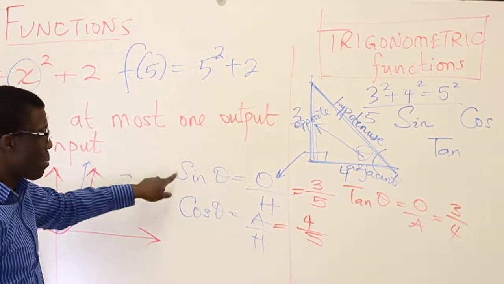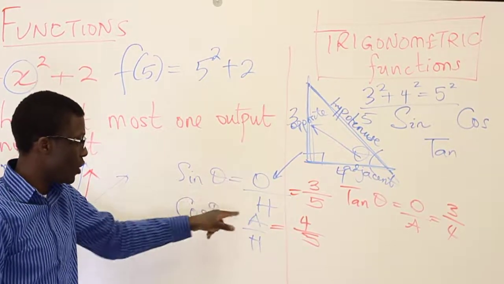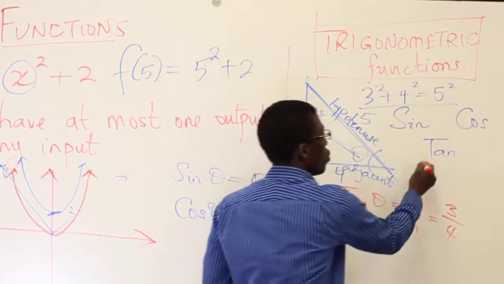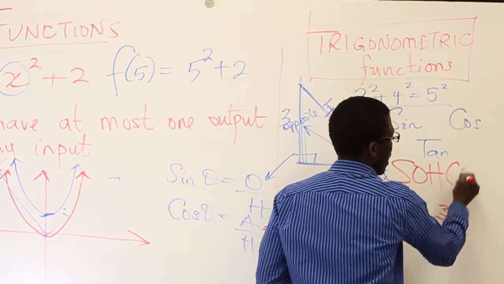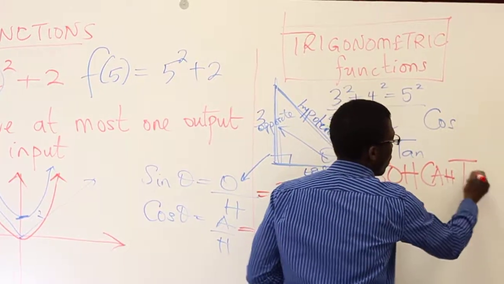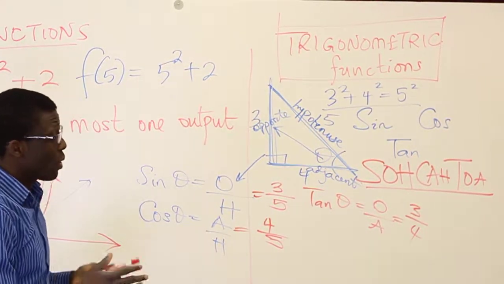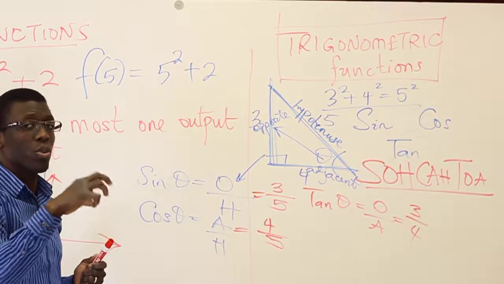So there's a way we remember. Notice it's SOH, S-O-H, CAH, C-A-H, TOA, T-O-A. So SOH CAH TOA would be the notation we use to figure out the different trigonometric ratios of a right triangle.